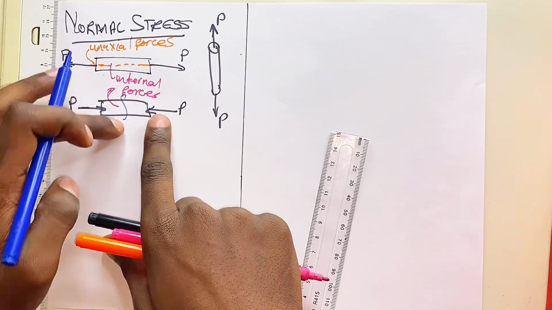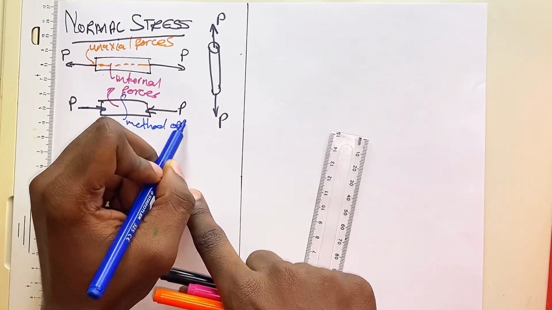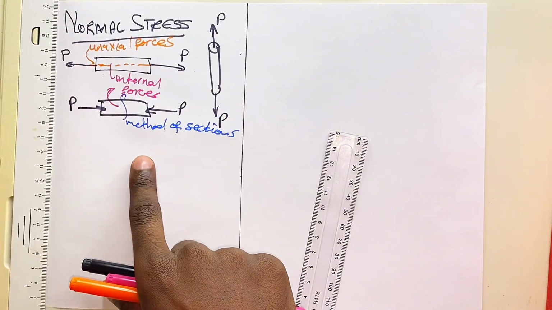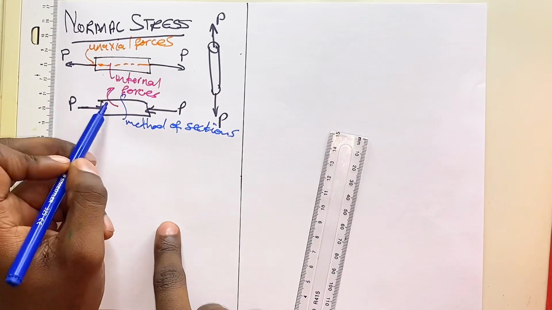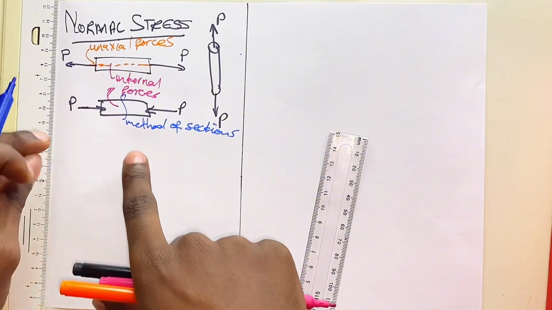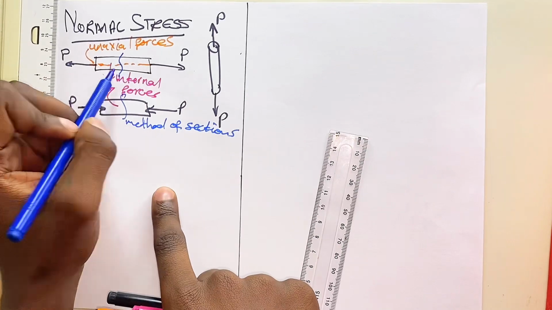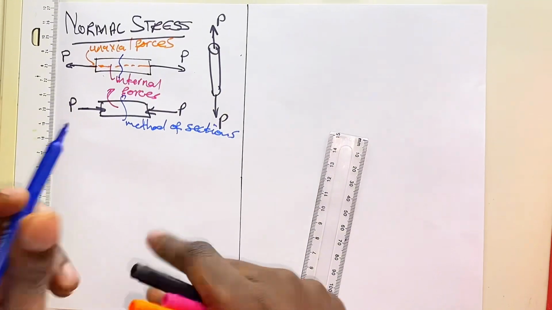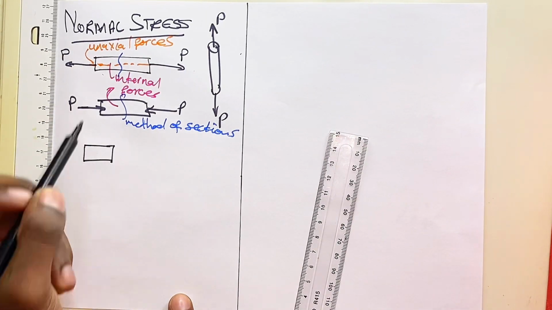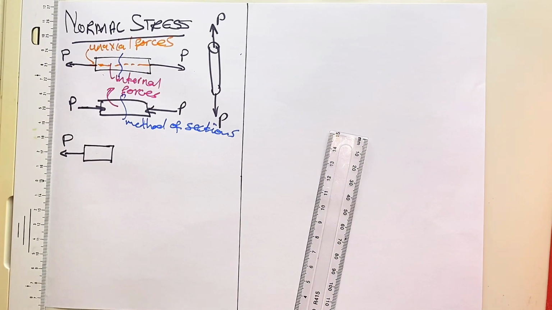we are going to cut our section open here, and it's called the method of sections. Now, I'm going to cut my member here. I could cut it anywhere as long as I expose the internal forces that are resisting the effect of the external forces. Now, I cut it here. Let's take the one at the top. What I will have now is only a portion of my member with the force P acting on my member.